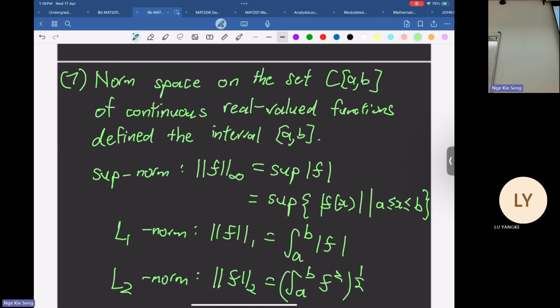Do you need to take the absolute value inside here? Should we take that? You already squared it out. It's a function. No, wait. I mean, this f squared means you square pointwise. So it should be fine, right? Positive. It should be fine, right?